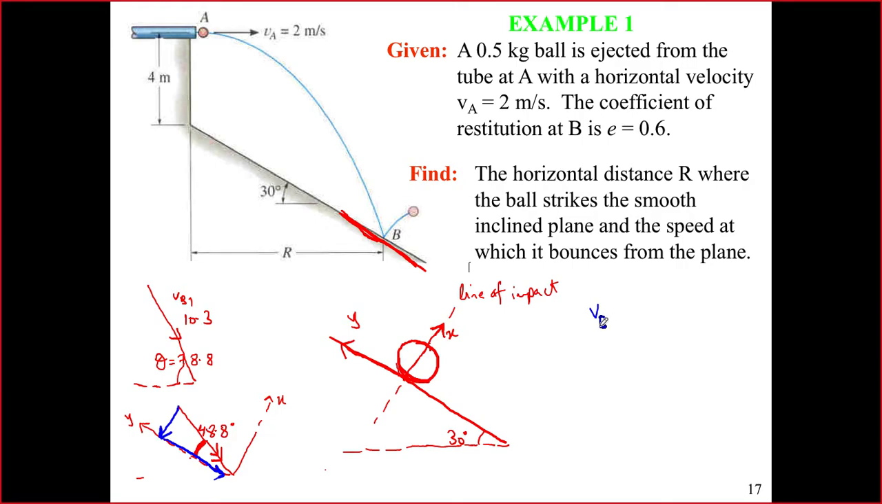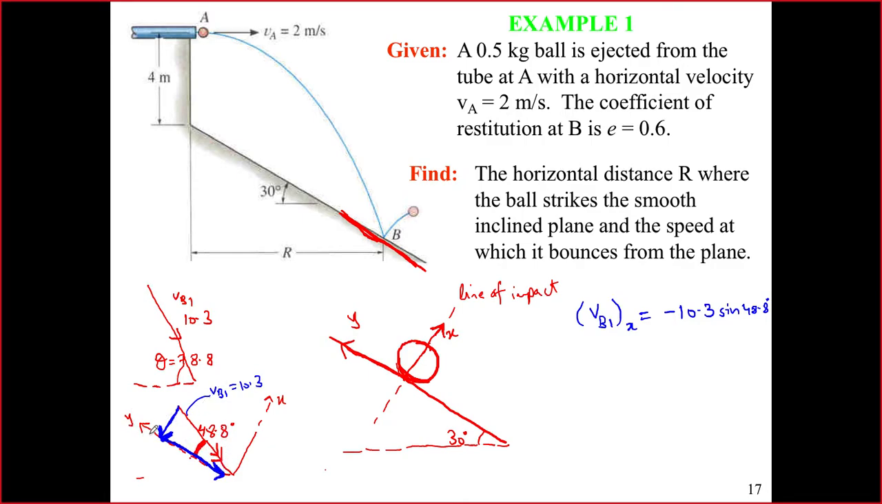Clearly, this is VB1 and its magnitude was 10.3. The x component of that VB1, this one, is going to be in the minus x direction, so that's minus 10.3 what? Sine of 48.8. Yes, that's right. Thank you, Saman.